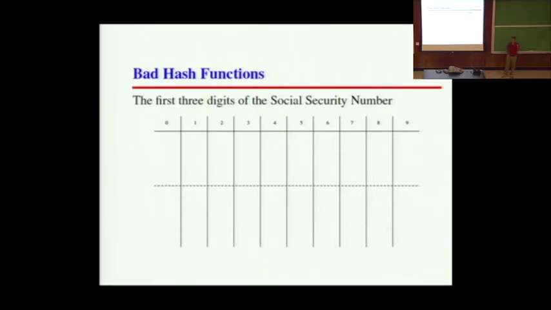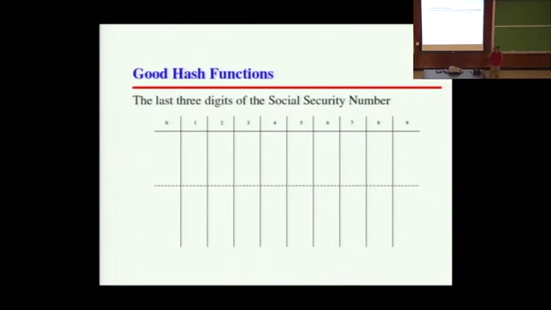Who here are 5? Who here are 4s? Who here are 2s? Who here are 1s? And who here are 0s? Okay, is this a good hash function or a bad hash function? This is a bad hash function. Why? Because everybody got clustered into the same bucket. Does everybody see that?